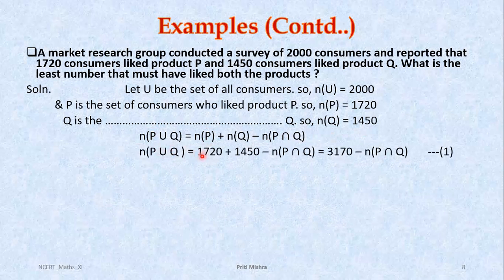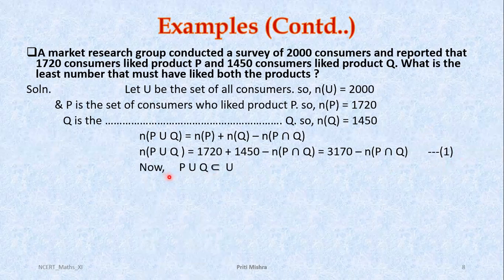So after replacing the values of N(P) and N(Q), we have 3170 minus N of P intersection Q. So here we got our first equation.